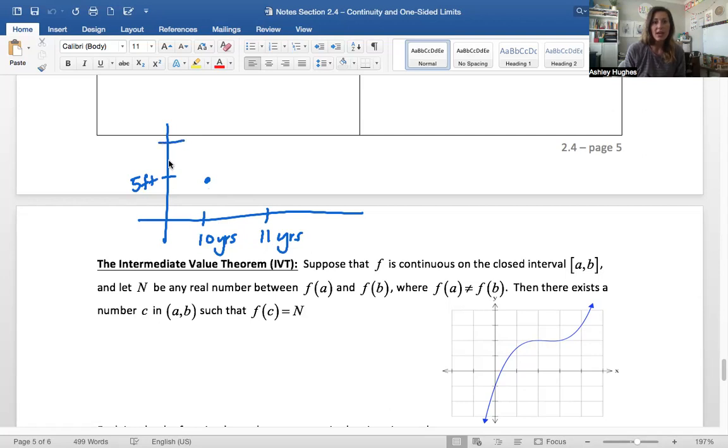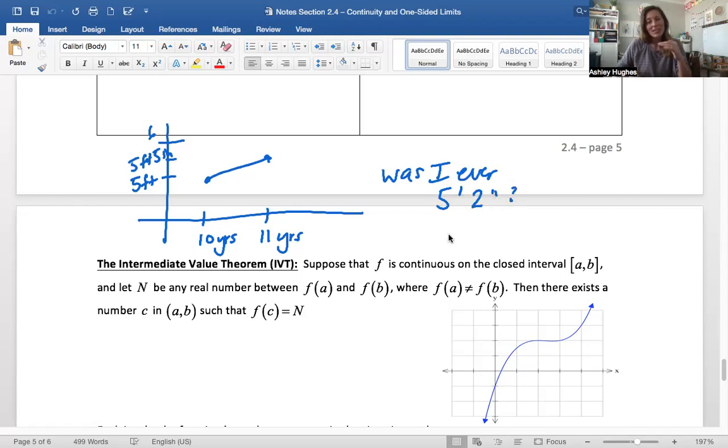So when I was 11, I was 5 feet, 5 inches. Say that's 6 feet, and this is 5 feet, 5 inches. So my height's something like this, right? Now, my question is, was there a time I was ever 5'2"? Hopefully you're saying yes. If I was 5 foot and then I was 5'5", did I pass through 5'2"? Yes, I had to pass through 5'2".